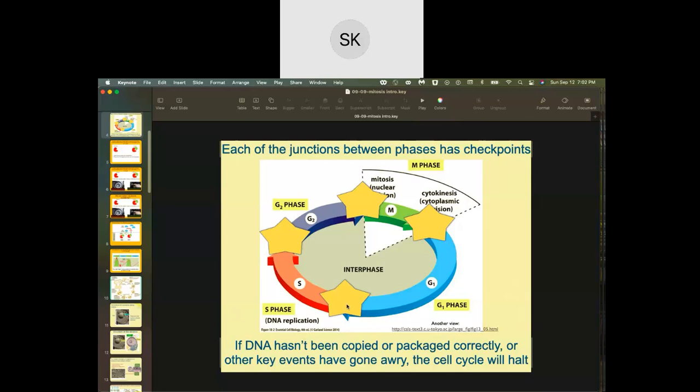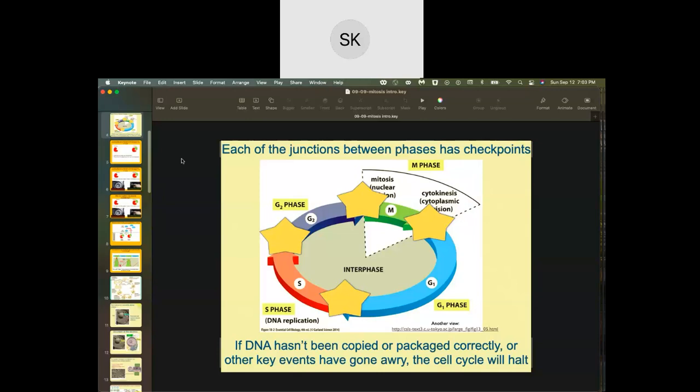And the checkpoints are largely pertaining to the condition of DNA and whether it's been damaged or not, whether it's been duplicated, if it should be duplicated at that point after S phase, and if it's still duplicated in G2. And there are molecules that do all of this checking. Now, some of the molecules involved in these checkpoints are called CDKs, cyclin-dependent kinases.